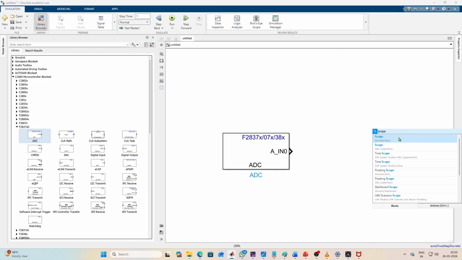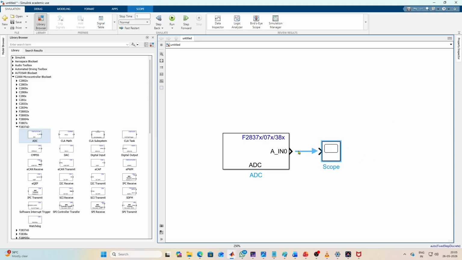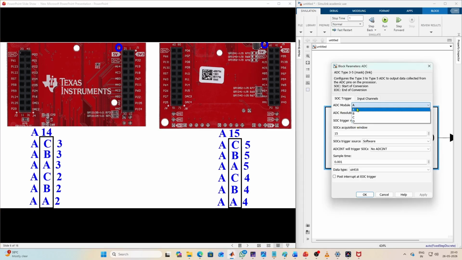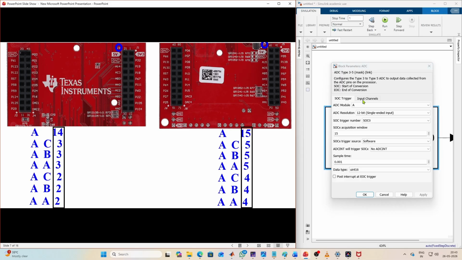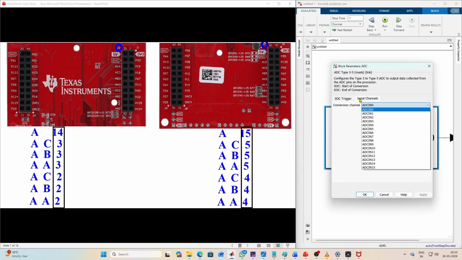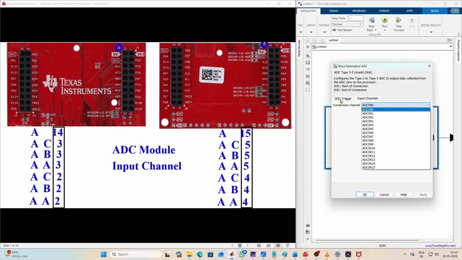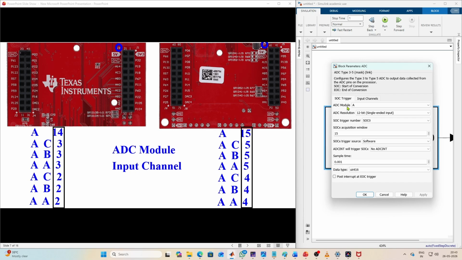Before selecting any ADC channel in Simulink, we need to understand how the ADC pin names are written on the LaunchPad. In these names, the first letter A indicates that these pins are related to the ADC input section of the controller. After that, the middle letter represents the ADC module that should be selected in Simulink. The last number indicates the ADC input channel number. Therefore, every ADC pin name gives us two important details, the ADC module and the input channel number. These two details are used for configuring the ADC block in the C2000 Microcontroller Blockset.